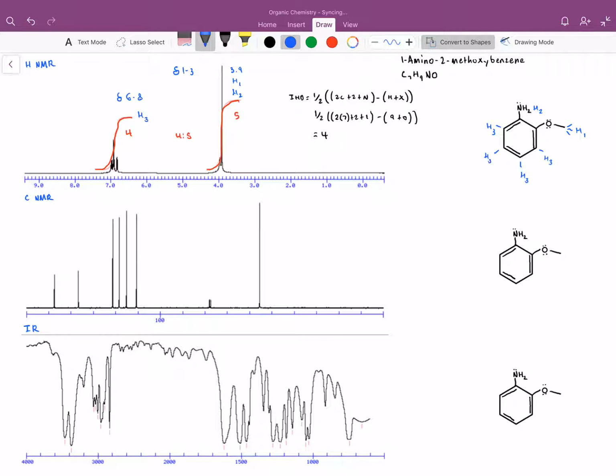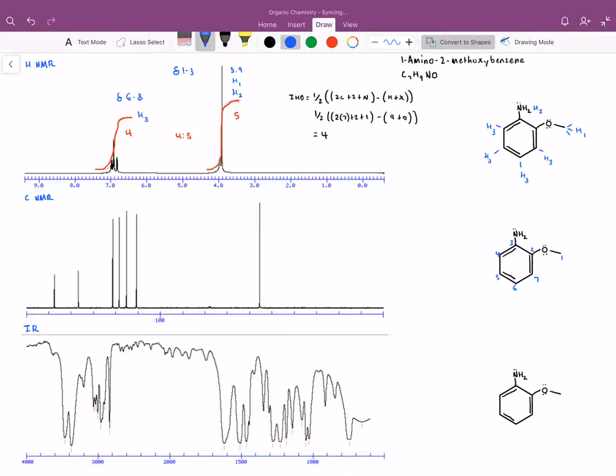Moving on to the C-NMR, we have 1, 2, 3, 4, 5, 6, 7 peaks showing up here. This is a solvent peak that I'm going to go ahead and white out real quick, just so we don't get confused. With the carbons over here on the compound, I'm just going to go ahead and label this one as carbon number 1, carbon number 2 there. Let's just go 3, 4, 5, 6, and 7 there.